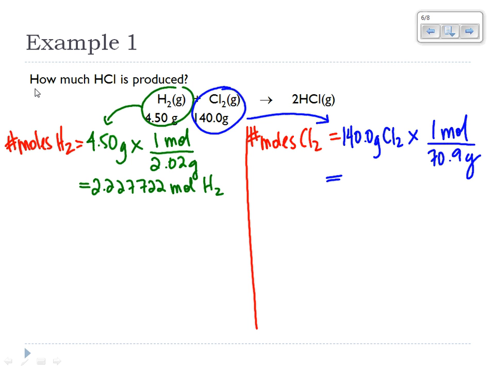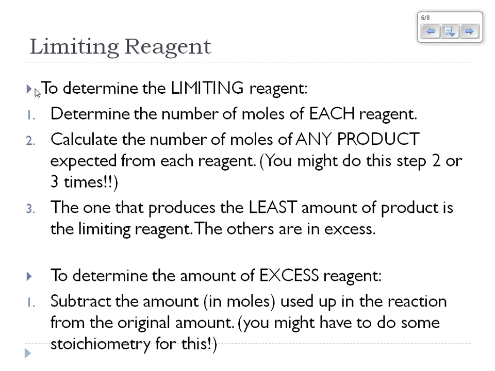So if I do 140 divided by 70.9, again, that's my molar mass of Cl2, right? So I have to take 2 chlorines and add them up. I do that and I get 1.97946 moles of Cl2. Done. Great. So that's my first step. I have done number 1, determine the moles of each reagent. Check. Now I have to calculate the number of moles of any product, so in this case it's going to be HCl, expected from each reagent.